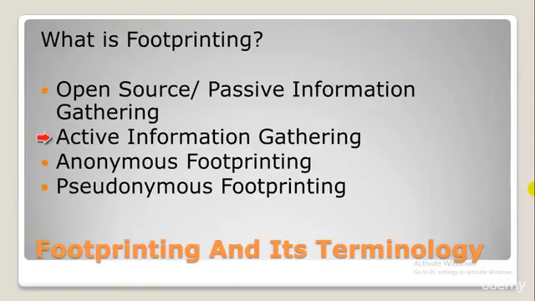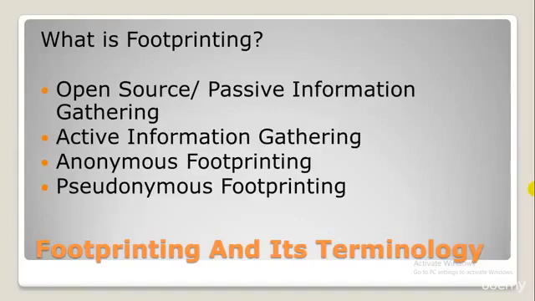After that, we have active information gathering. In the active information gathering process, attackers mainly focus on the employees of the target organization. Attackers try to extract information from the employees by conducting social engineering, on-site visits, interviews, or questionnaires, something similar to that. After that, we have anonymous footprinting. This refers to the process of collecting information from sources anonymously so that your efforts cannot be traced. At this point, people normally use the Tor browser, which is mostly famous for anonymous web browsing.